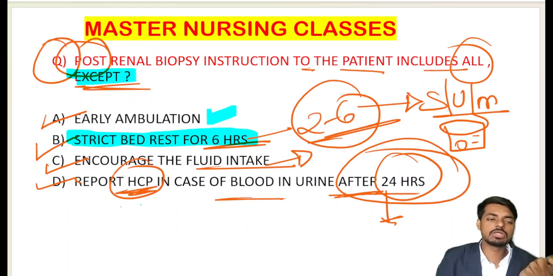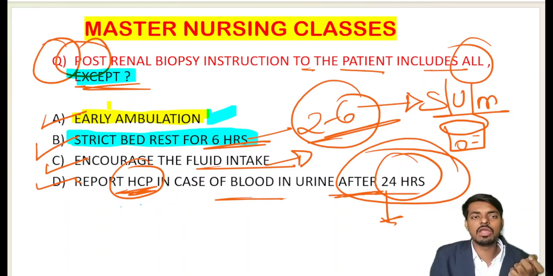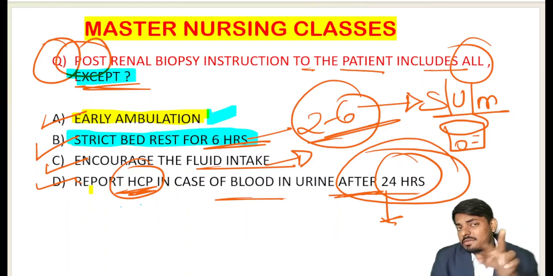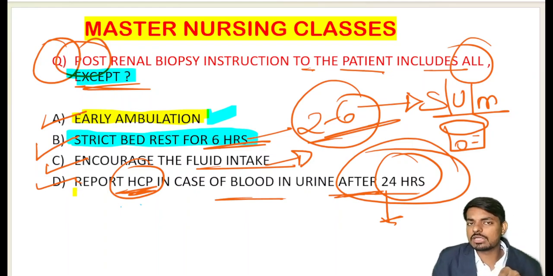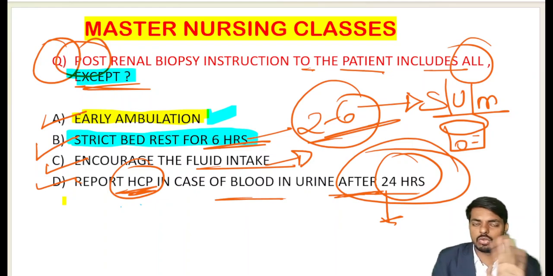Now I will discuss option A, students. Option A is early ambulation. Early ambulation moves our peritoneum and retroperitoneal organs, where there is again an increased chance of bleeding. So we will never advise a patient with a renal biopsy to do early ambulation. What is early ambulation? Early means as early as possible. Ambulation means walking, students. Early ambulation means encouraging the patient to walk after the procedure. Never, ever.